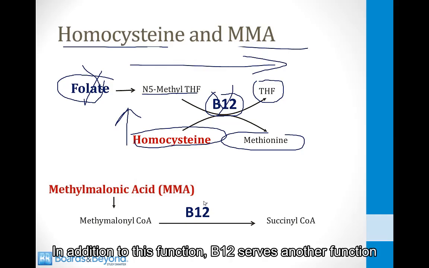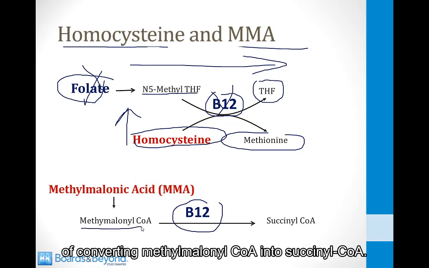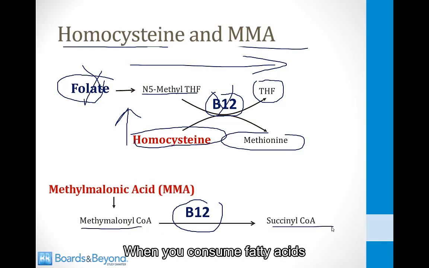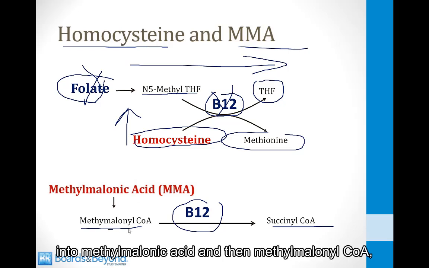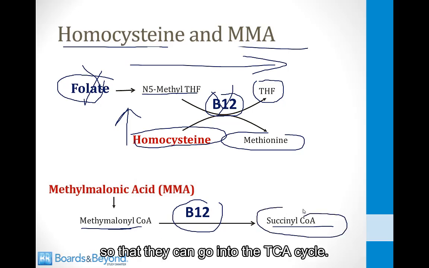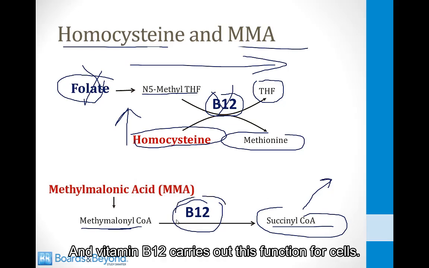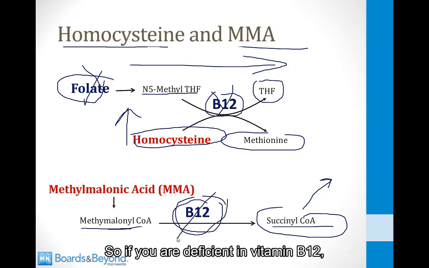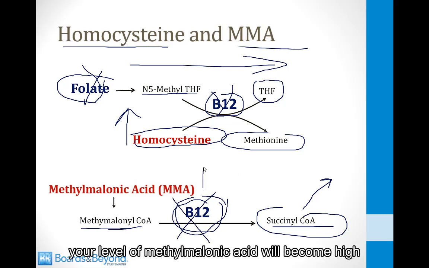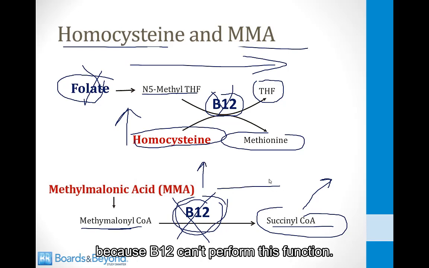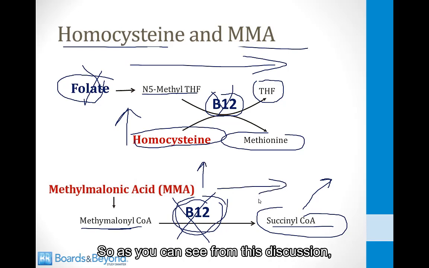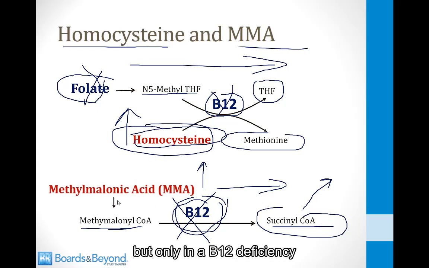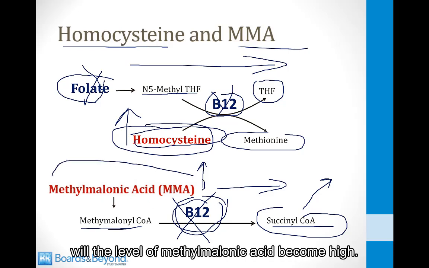In addition to this function, B12 serves another function of converting methylmalonyl-CoA into succinyl-CoA. When you consume fatty acids that have an odd number of carbons, like 9 or 11 or 13, those fatty acids will get converted into methylmalonic acid and then methylmalonyl-CoA and then succinyl-CoA, so that they can go into the TCA cycle. Vitamin B12 carries out this function for cells. So if you are deficient in vitamin B12, your level of methylmalonic acid will become high because B12 can't perform this function. As you can see from this discussion, when you're deficient in either folate or B12, your homocysteine level will get high, but only in a B12 deficiency will the level of methylmalonic acid become high.